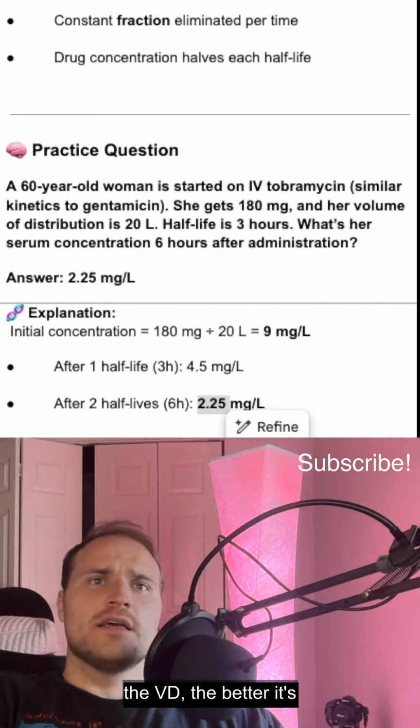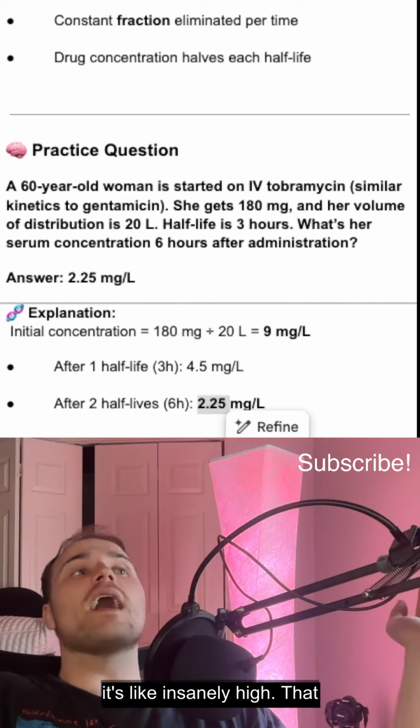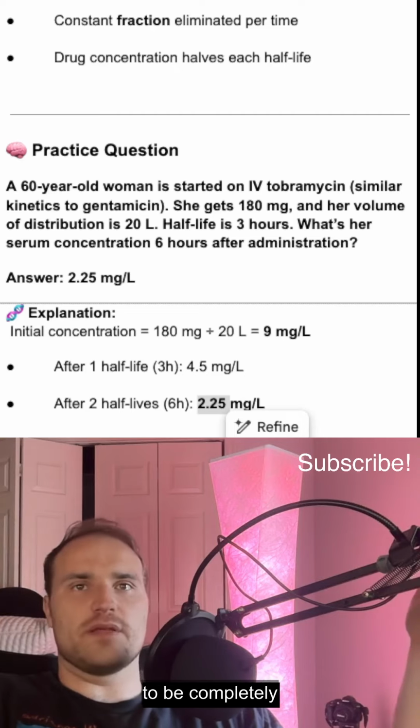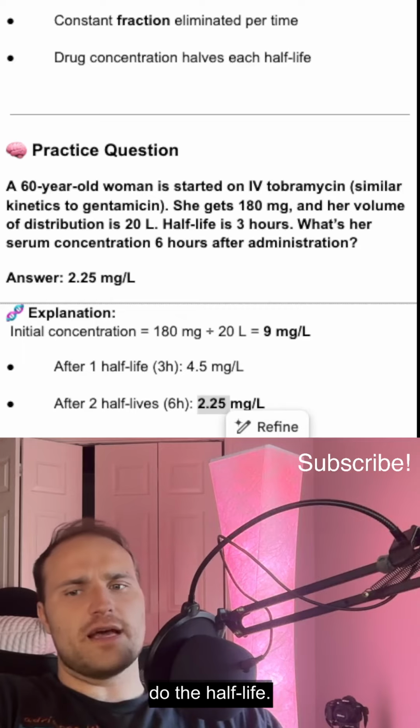Because the higher the VD, the better it's going to disperse. So if it's like 240, that's an insanely high amount. That means 240 milligrams are going to be completely distributed to the tissue. So yeah, just make sure you divide it first and then do the half-lifing.